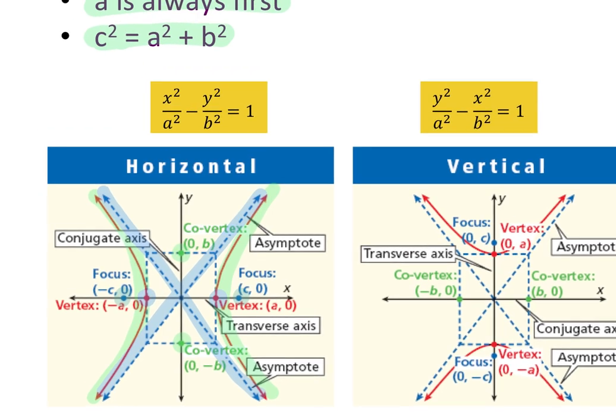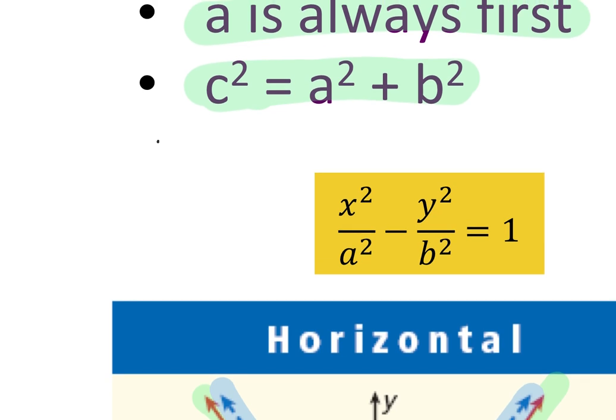So if I were to graph, I would start at my center, wherever the center is. So right now it's at 0, 0.